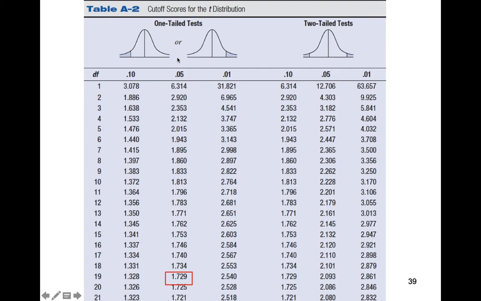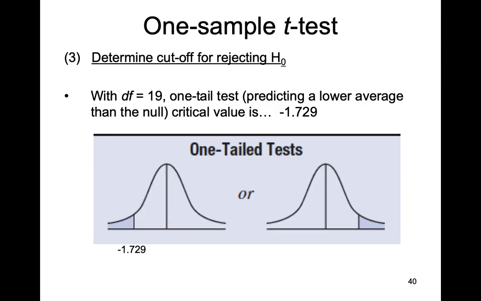Now let's think about this. We predicted a reduction in stress. So what side of the distribution do we want to be looking on? This side or this side? In other words, do we need a positive 1.729 or a negative 1.729? Think about it and make your guess. All right, here we are. We're going to use a negative 1.729.